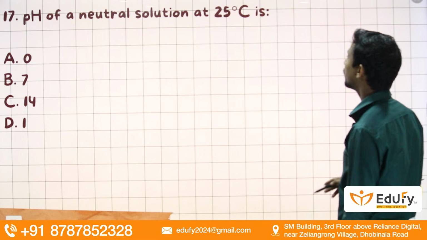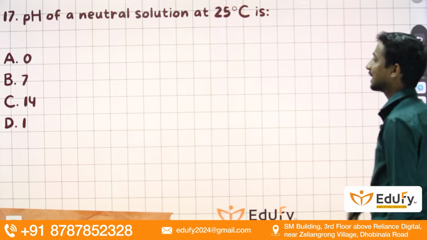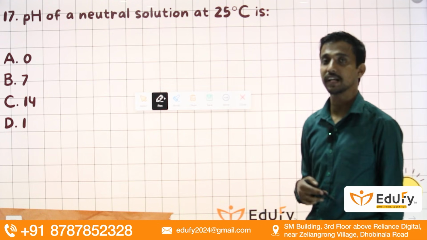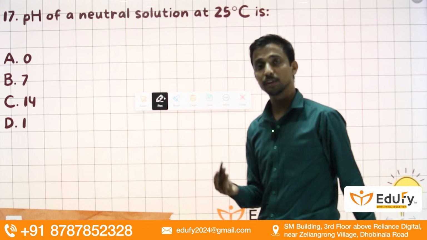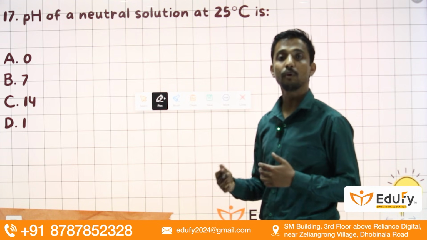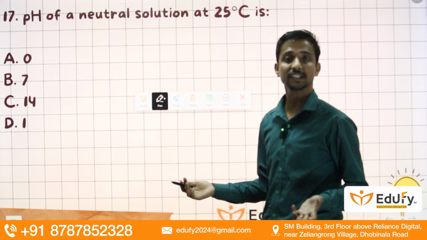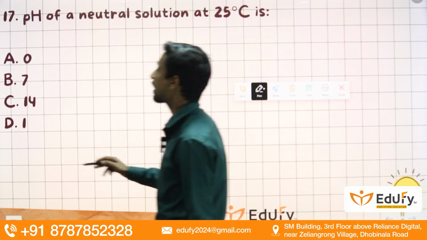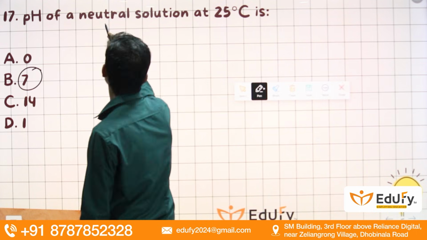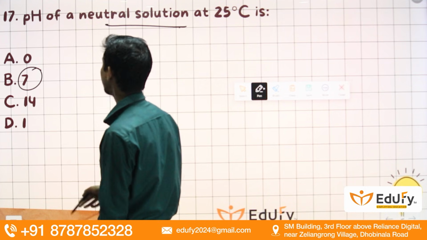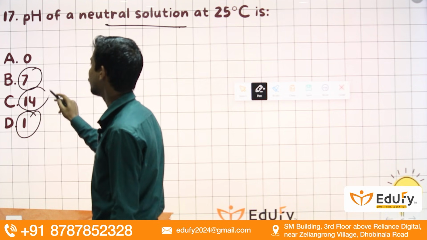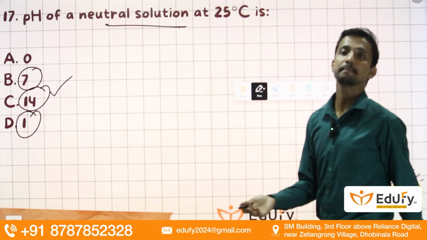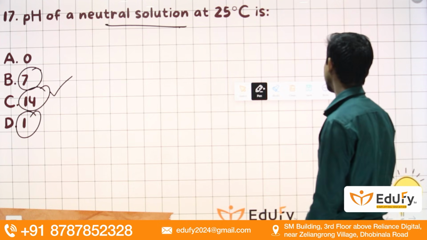The pH of a neutral solution at 25 degrees Celsius. So guys, pH is nothing but the negative logarithm of the concentration of hydrogen ions. The more the pH, the more alkaline it will be. The less the pH, the less acidic it will be. So the neutral value is around 7, so the pH of a neutral solution will be 7. 1 will be highly acidic, 14 will be highly basic. The less the pH, the more acidic it is.